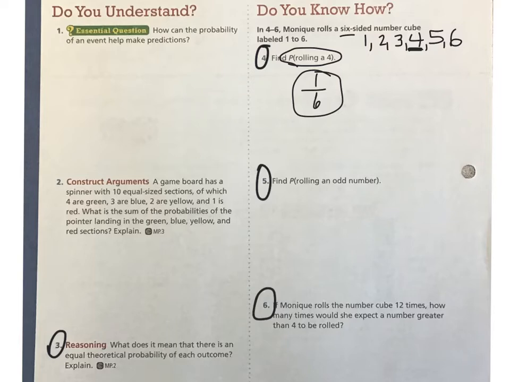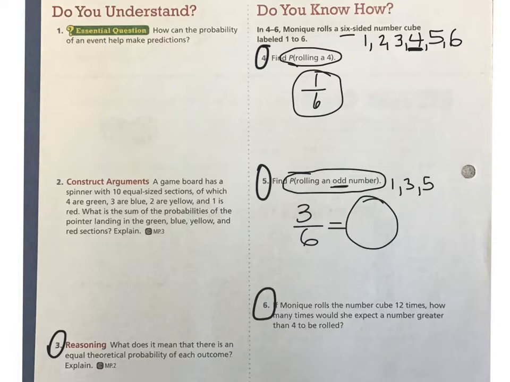Number 5, find the probability that Monique rolls an odd number. Well, look again at your list. We know that 6 is the denominator of our fraction or ratio because there are still 6 outcomes. But how many of those outcomes are odd numbers? Well, we have 1, 3, and 5 that are odd numbers. So there are 3 possible outcomes out of 6, which is, in simplest form, the fraction 1/2.